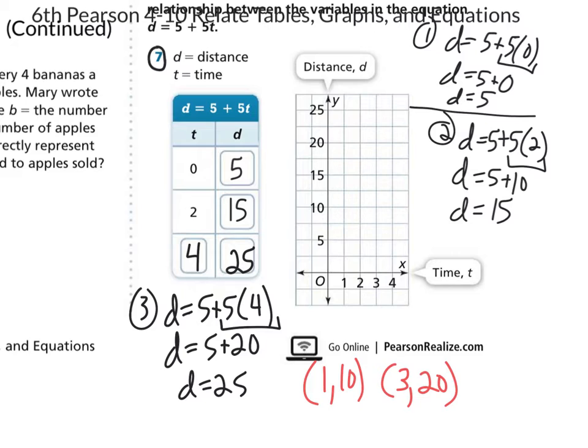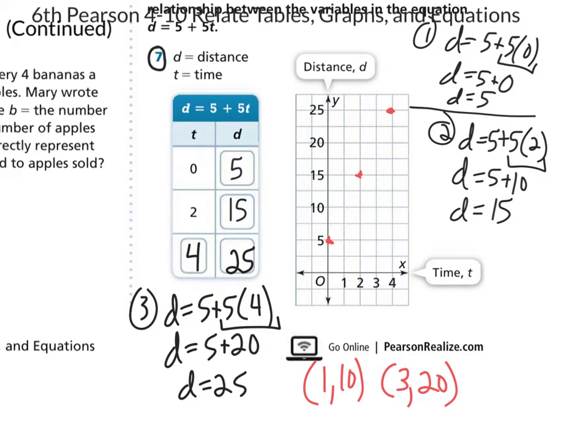And then at that point, we're just graphing those on the graph here. So we've got 0, 5, 2, 15, and then I chose 4, 25.